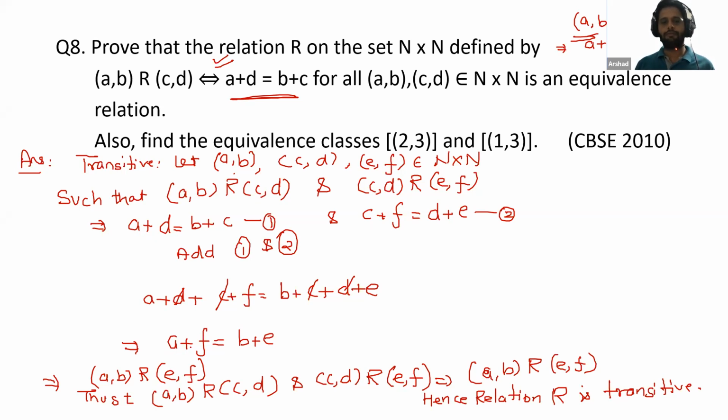Okay, Atif? Sir, we can take it as D plus C equal to C plus F. And it'll be the same thing. Then you can subtract. You have interchanged the places. Yes, sir. Okay, then it's good.